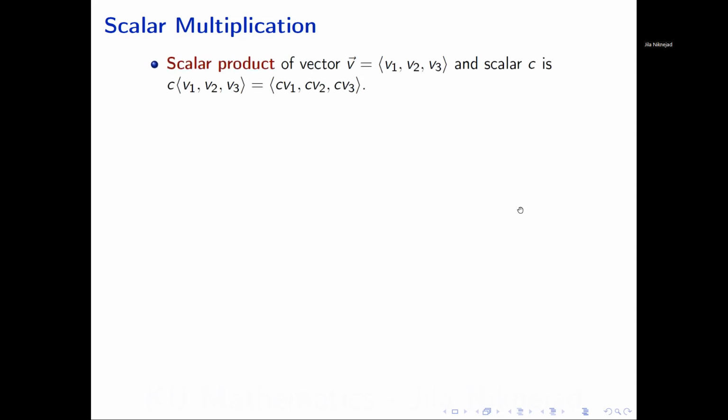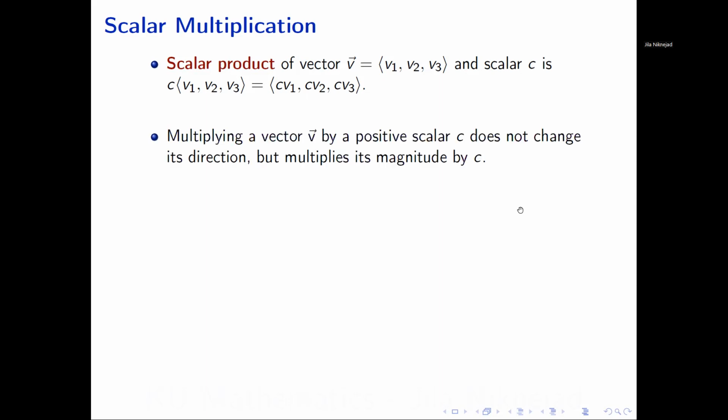The scalar product of a vector v, represented by components v1, v2, and v3, and a scalar c is c times the vector v1, v2, v3, and its value is the vector cv1, cv2, cv3. So each component has been multiplied by the scalar c.